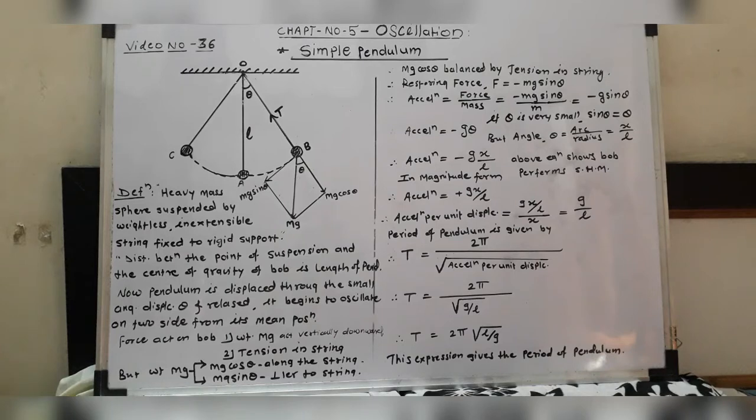Also we have to define what is meant by the length of pendulum. Then we have to define the length of pendulum as shown in figure. The distance between the point of suspension and the center of gravity of the bob is called the length of pendulum. That means the bob remains in its equilibrium position, and the distance between this position and this point of suspension is nothing but the length of pendulum.